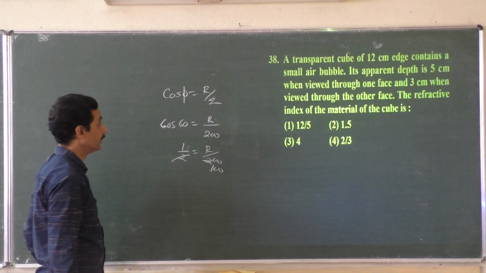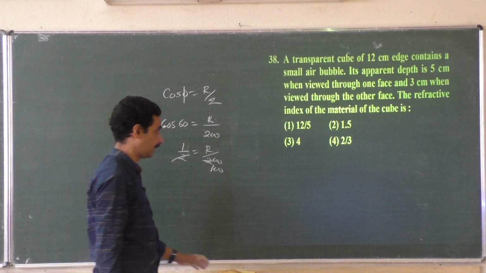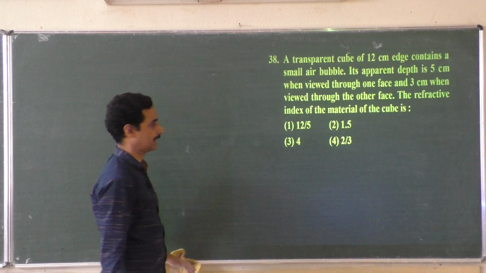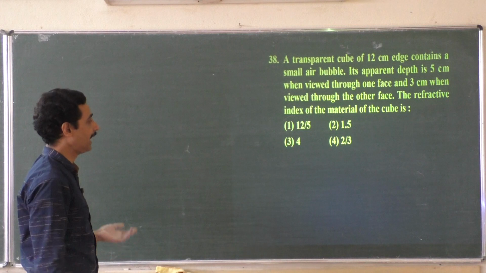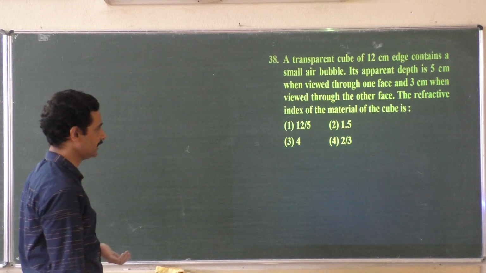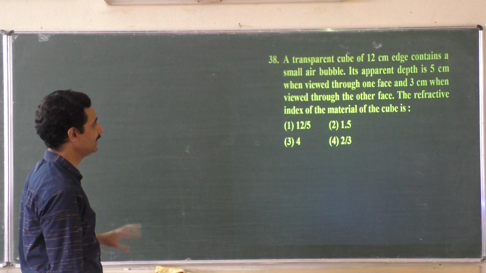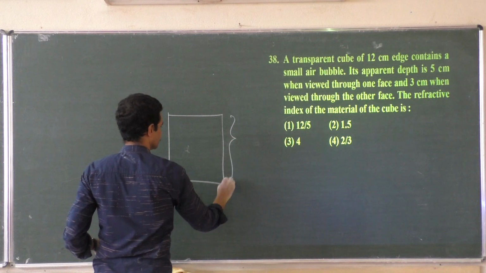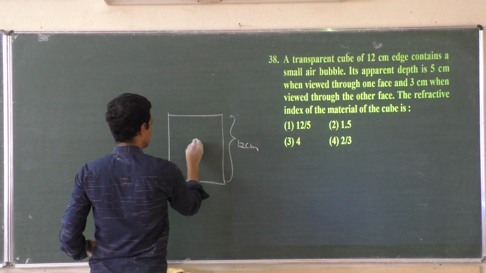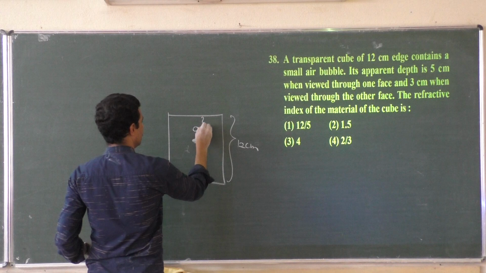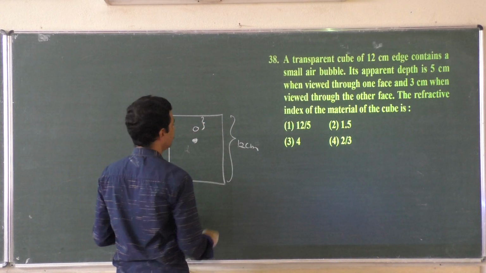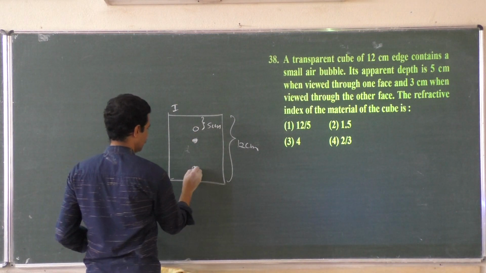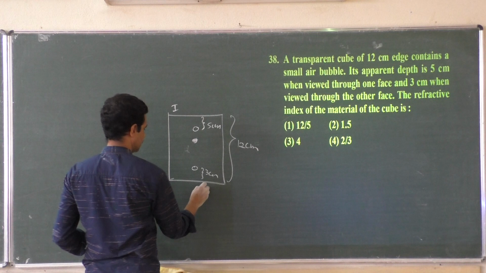38. A transparent cube of 12 centimeter. Again, we have worked out this type of problem. A transparent cube of 12 centimeter edge contains a small air bubble. Its apparent depth is 5 centimeter when viewed through one face and 3 centimeter when viewed through the other face. Yes, 12 centimeter edge. The air bubble is actually here. It appears to be here. Its apparent depth is 5 centimeter from the first surface and 3 centimeter when viewed from the second surface.